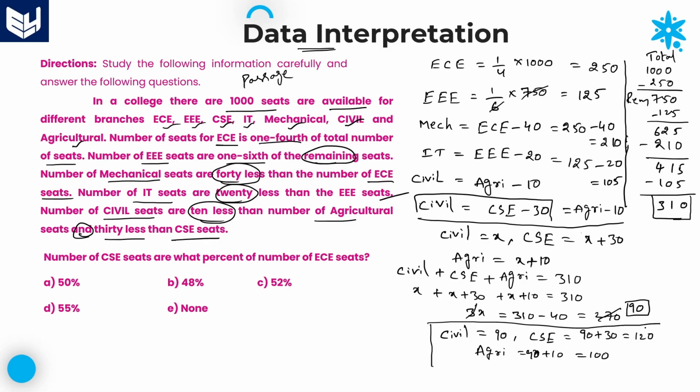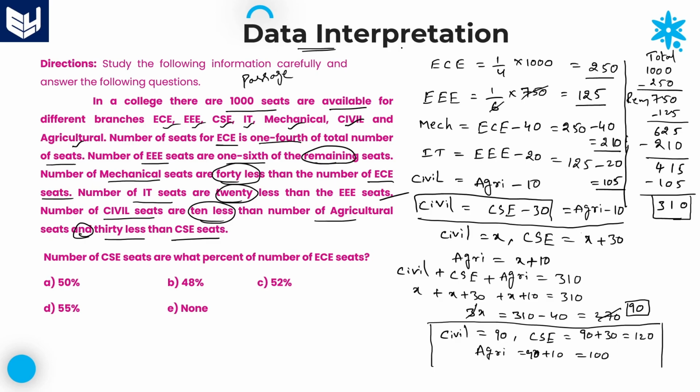These are the remaining three values, and these are the initial four values. Number of ECE seats 250, number of EEE 125, number of mechanical seats 210, number of IT seats 105, civil 90, CSC 120, agriculture 100. This is the complete information about this particular passage.